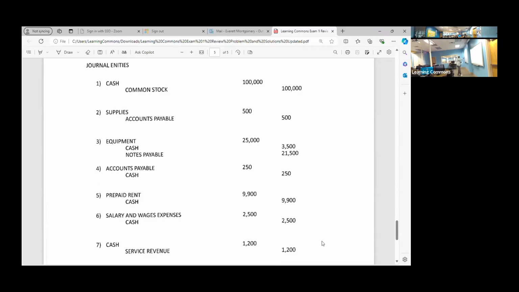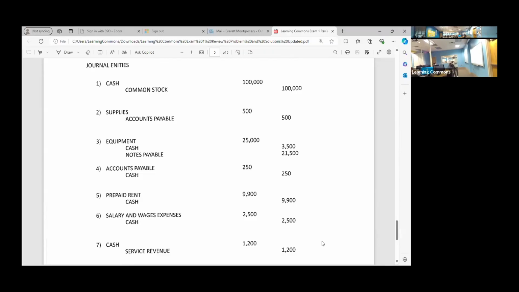So you got a debit to equipment because $25,000 is what the equipment is worth, right? We put $3,500 cash down, so of course our cash is moving down, and then we put the rest on a note. So if you add these up, you're gonna have $25,000 here and $25,000 there. Remember, your debits and your credits have to balance in each transaction. So let's move to four.